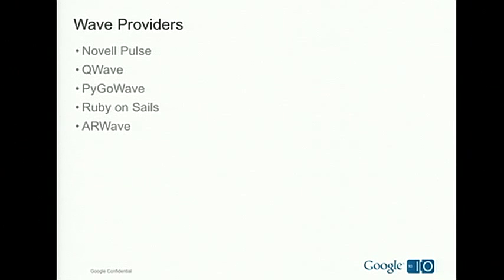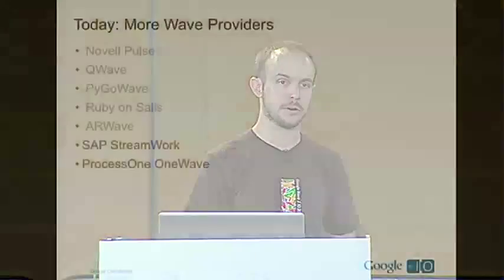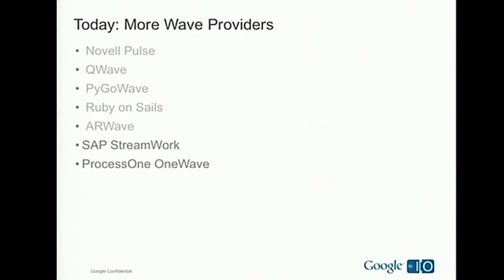Ruby on Sails. What it comes down to is, whatever language you like, there's probably a project out there you could play with. ARWave is actually more of a domain-specific use of the Federation protocol for augmented reality. But today, as you may have heard about at the keynote, SAP StreamWork is also getting involved with the Wave Federation protocol to let users of one system work with users on Google Wave and other systems. And then Process One is working on OneWave, and all these companies are demoing in the Wave Developer Sandbox as well.